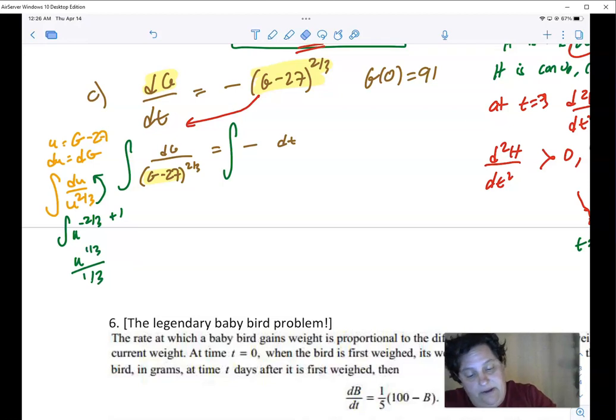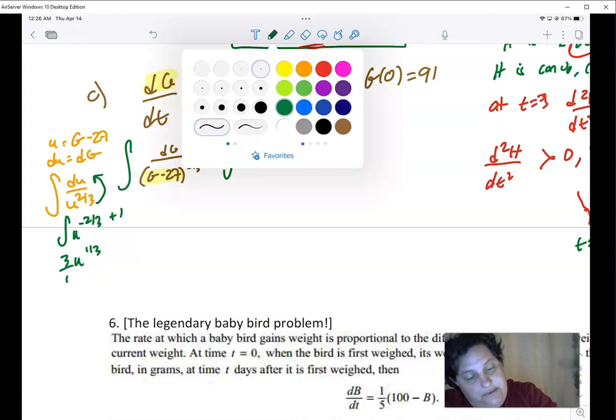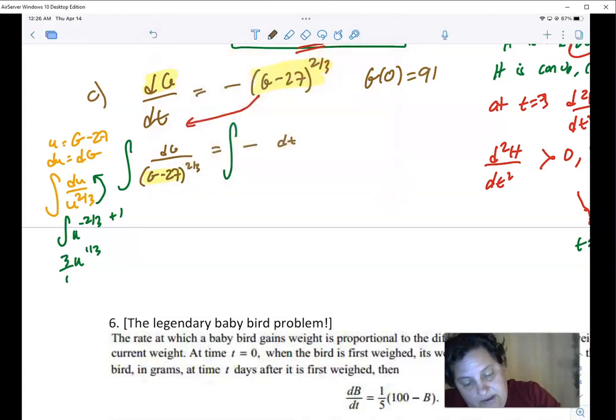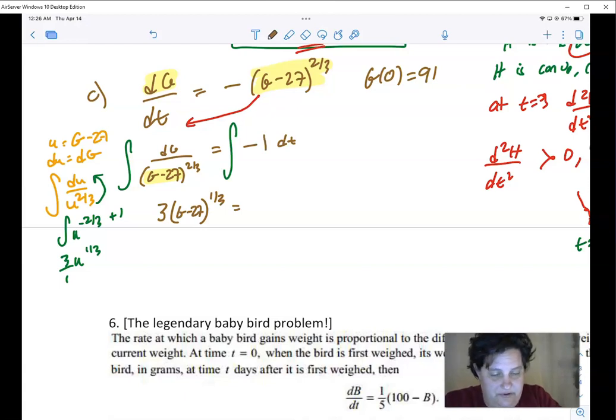We don't write it like that, right? We write u to the 1/3 times 3 over 1. And so this integrates to 3u to the 1/3, and u is that. Now, this is dt. I'm basically integrating -1, so let's integrate that. It's negative t plus a constant. I'm going to get a second point for integrating those, and I think probably a third point for putting plus c.